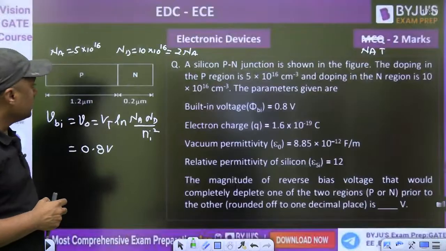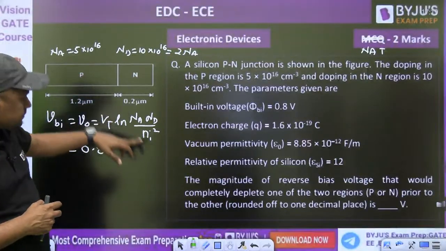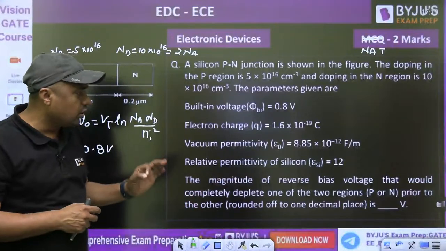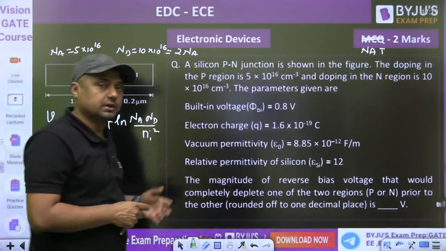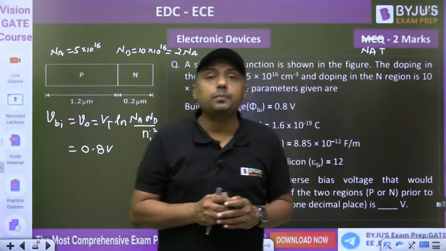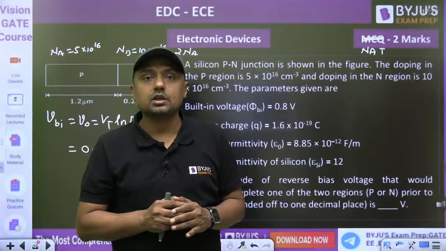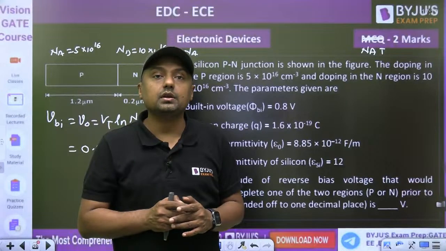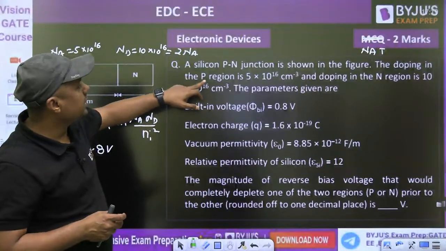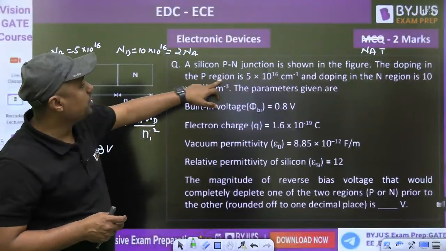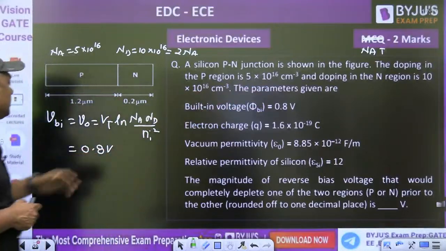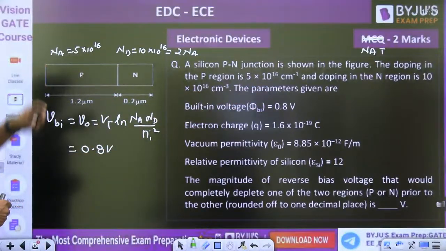Then, what is the question asked here? The magnitude of the reverse bias voltage that would completely deplete one of the two regions, P or N, prior to the other. Now, what is the total depletion width? Sir, how were Na and Nd taken in the question? It is given in the question. Na, what is the doping in the P region? 5 into 10 to the power 16, and the doping in the N region is 10 into 10 to the power 16, double. That's why it is given, right?